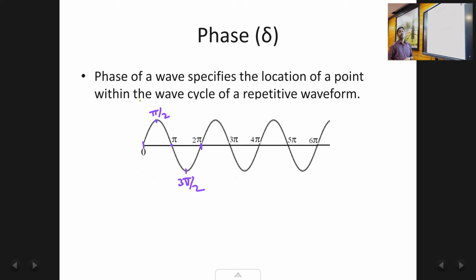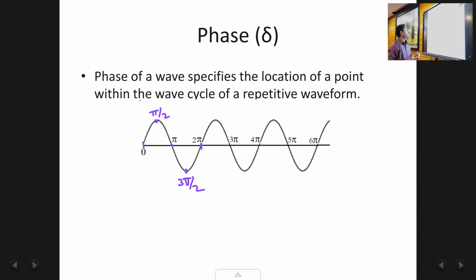So now, if I tell you that the phase of the wave is 3 pi by 2, you will immediately understand that the wave has reached its negative peak, which is over here. If I say that the phase of the wave is pi by 2, you can immediately understand that the wave has reached its positive peak. So if I know the phase of a wave, you can tell in which part of its motion the wave has reached, whether it's at the top peak, bottom peak or zero level. Okay, so this is about phase of a wave.